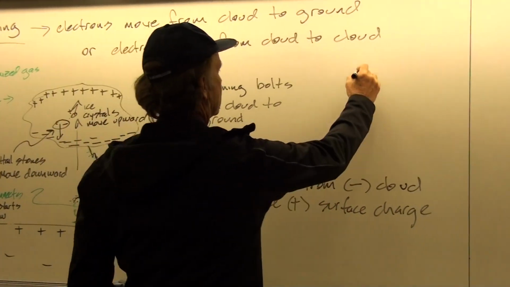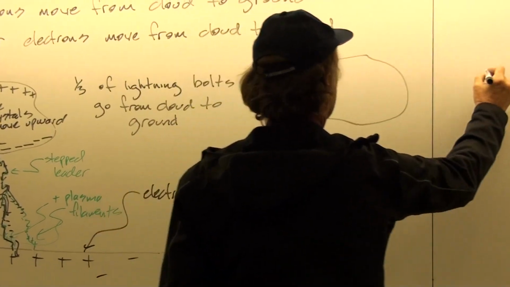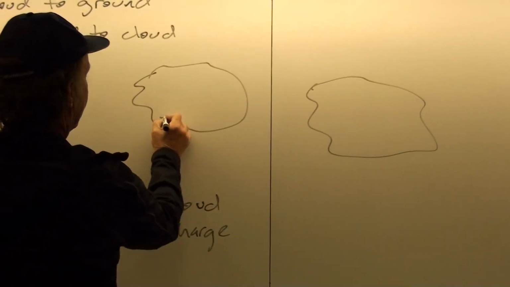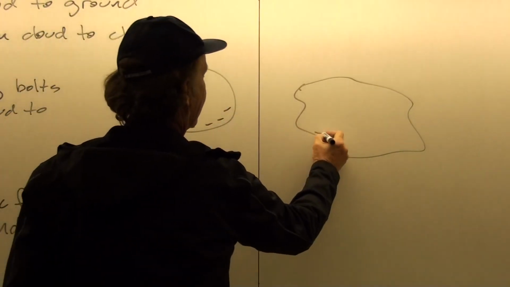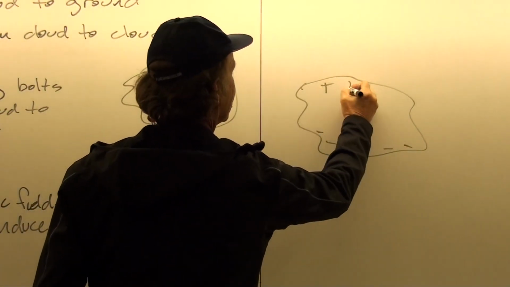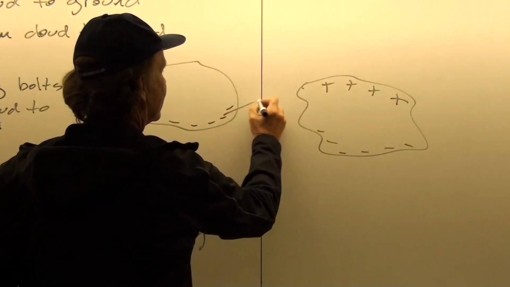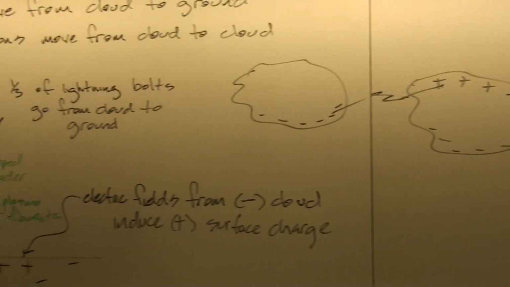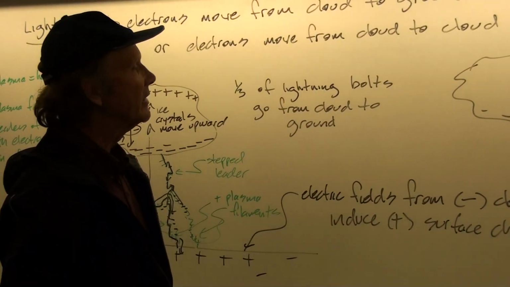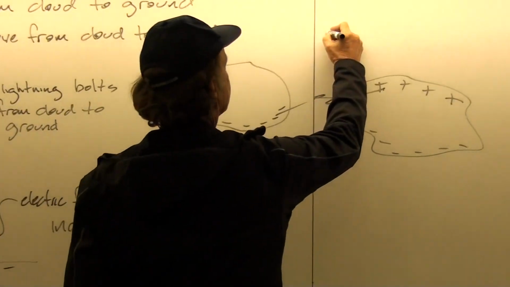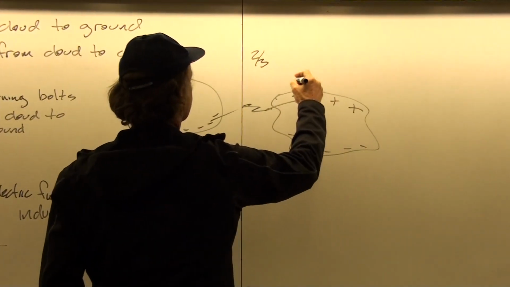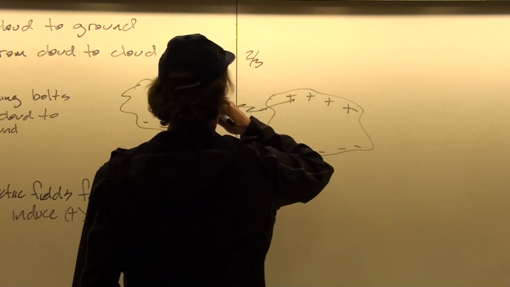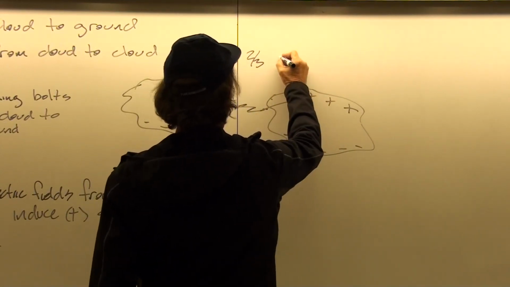However, in an alternative kind of situation, we could have negative charge here, and then perhaps negative charge there, but positive charge here. And so you could get a lightning bolt going from negative to positive within the cloud. And so perhaps 2/3 of lightning strikes follow this kind of path.